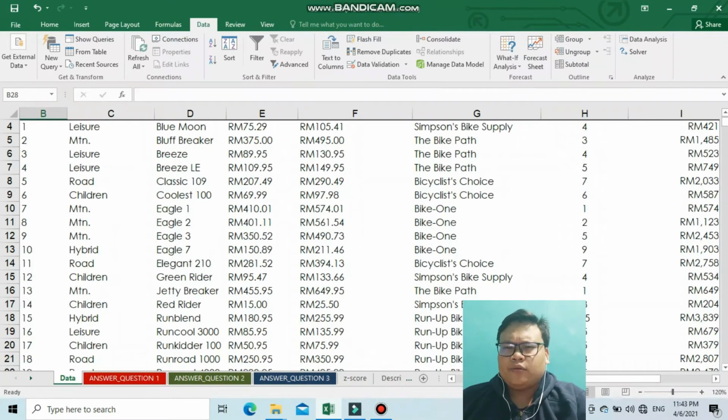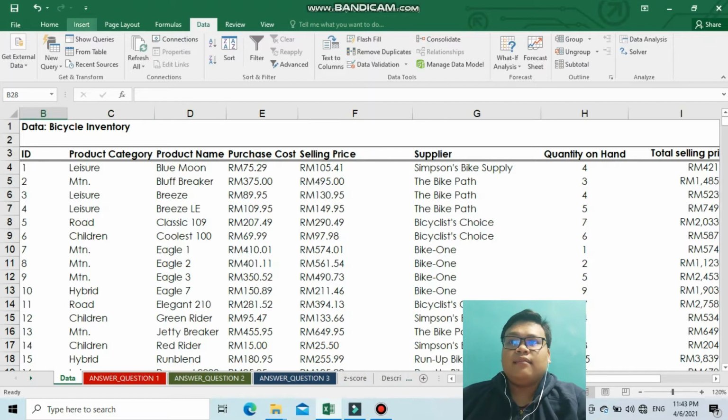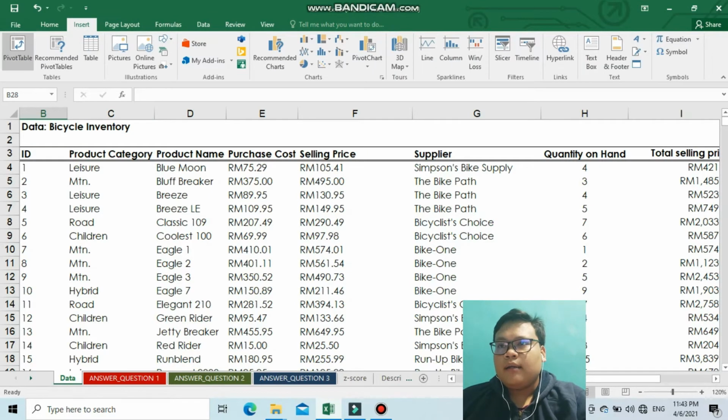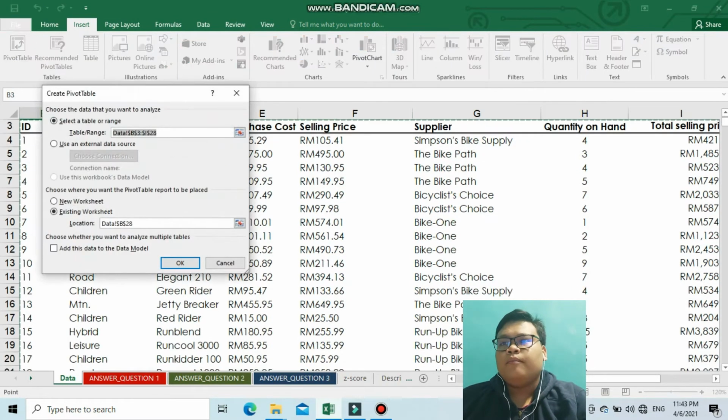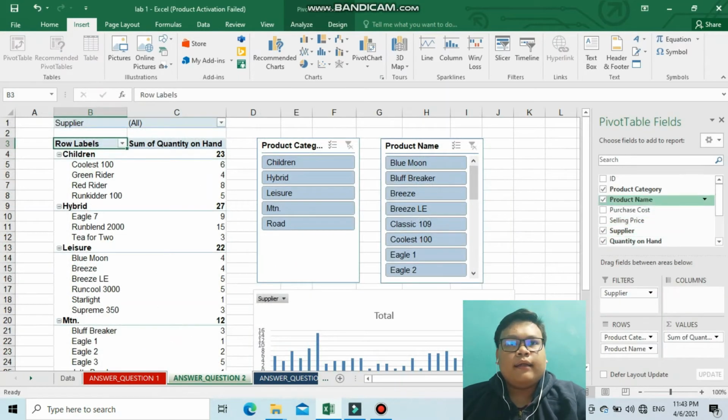Next is question 2. For question 2, first select all the data and then click on insert pivot table and choose where to put the pivot table. And then product category, we drag to rows. Product name, we drag to rows. Quantity on hand, we drag to values. And last, supplier, we drag to filters.